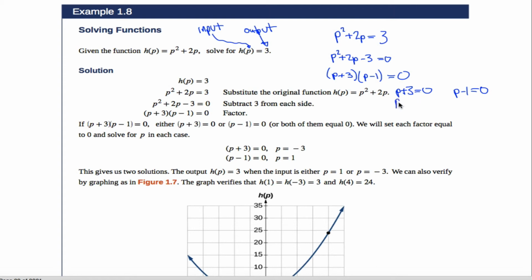If p plus 3 equals 0, I could isolate p by subtracting 3 from both sides of the equation. And if p minus 1 equals 0, I could isolate p by adding 1 to both sides of the equation. So I come up with two different solutions, -3 and +1. So it says, given this function, solve for h of p equals 3. I don't really like the way they worded that. I would have preferred they said, given the function h of p equals p squared plus 2p, find all values of p so that h of p equals 3. And then my answer would be p equals -3 and p equals +1. So I'll call that good.